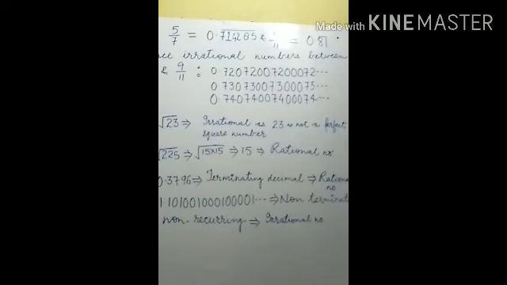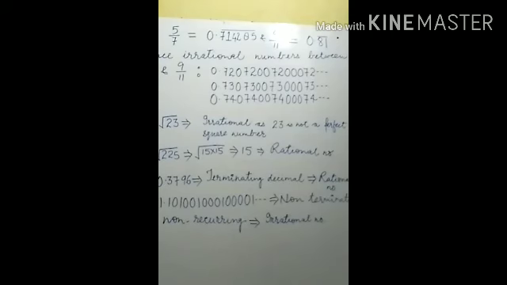5 by 7 itself is a rational number, and 9 upon 11 itself is a rational number, because the decimal representation of 5 by 7 is non-terminating recurring and 9 upon 11 is also non-terminating repeating. So 5 by 7 is in P by Q form, 9 upon 11 is also in P by Q form. So both are rational numbers. Between these two rational numbers, we have to calculate three irrational numbers.